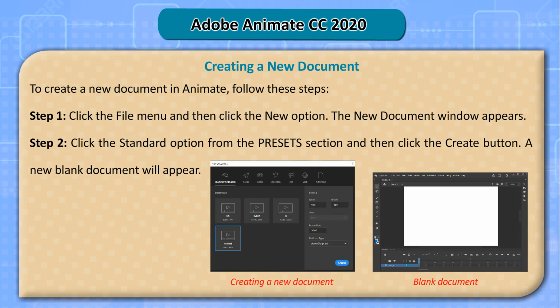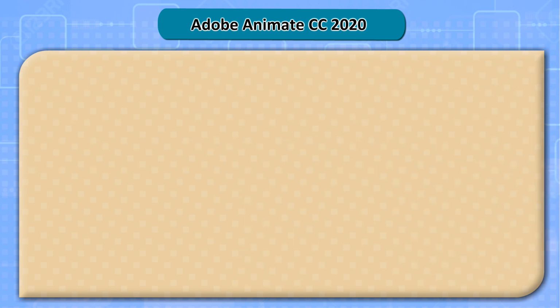Creating a new document. To create a new document in Animate, follow these steps. Step 1. Click the File menu and then click the New option. The New Document window appears. Step 2. Click the Standard option from the Presets section and then click the Create button. A new blank document will appear. Creating a new document. Blank document.